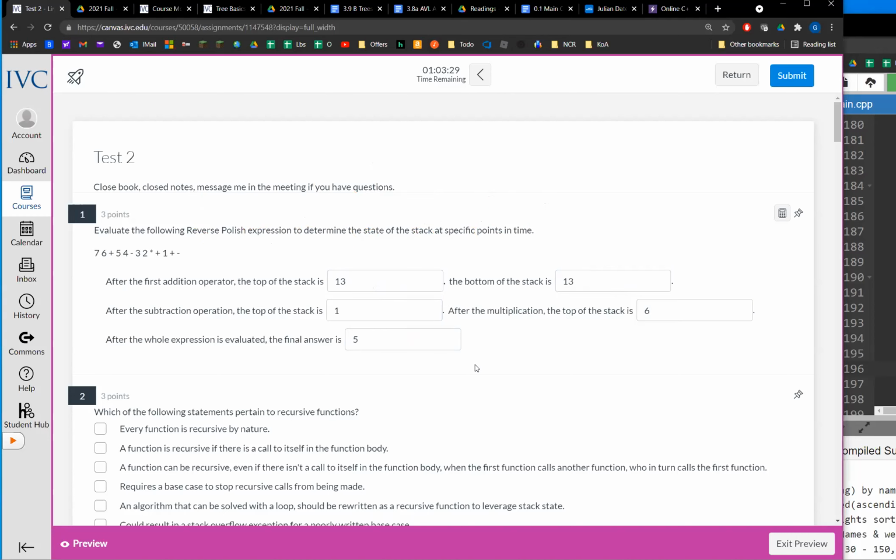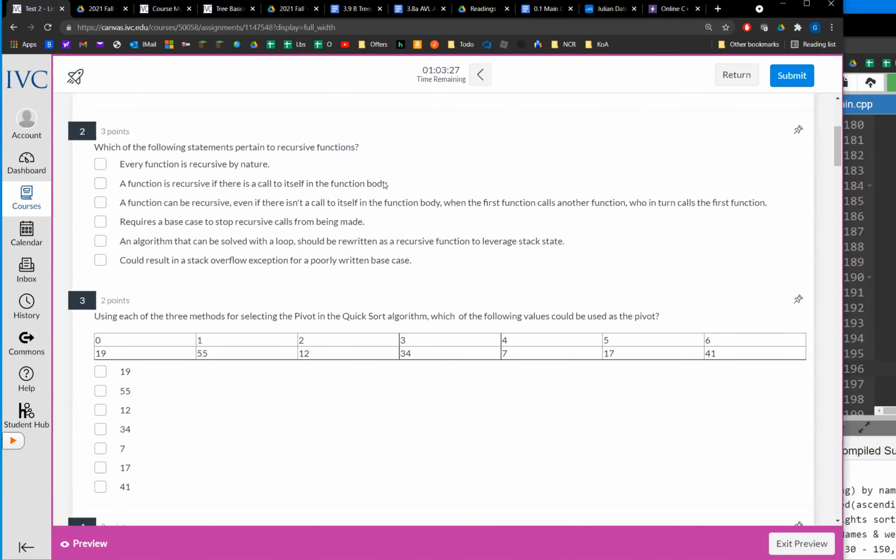Close drawings. Recursion: no, not every function is recursive. If a function calls itself in its body, it's recursive. A function can be recursive even if there isn't a direct call, if it calls back to the first. Base case stops recursion.